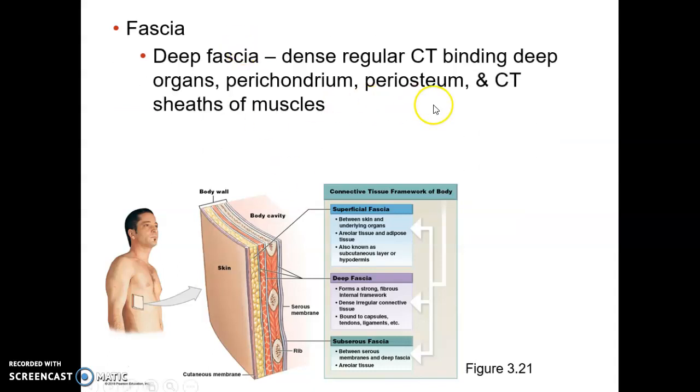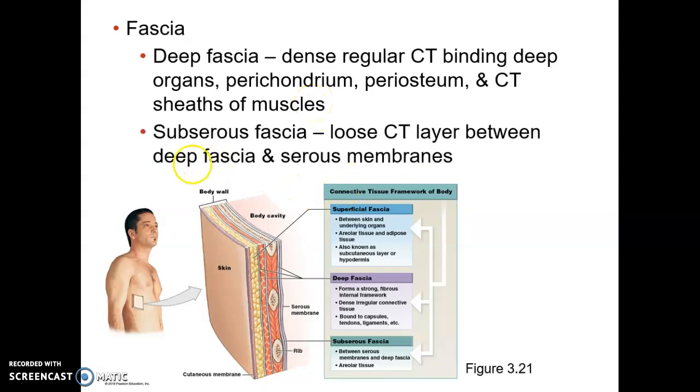So the deep fascia is dense regular connective tissue, binding deep organs, also surrounding the pericardium and periosteum, and also producing connective tissue sheaths that envelop our muscles. And again, we'll look at these layers of connective tissue when we do the skeletal and the muscular systems. And then again, the subserous fascia is a loose connective tissue layer between the deep fascia and the internal serous membranes, which are within the thoracic cavity or abdominopelvic cavity.